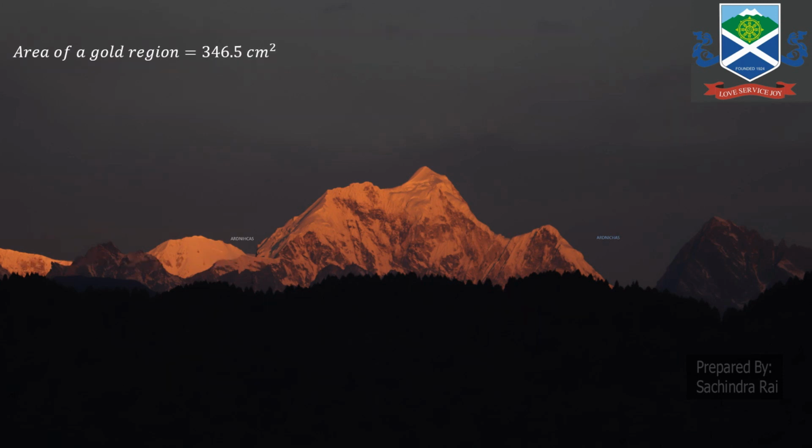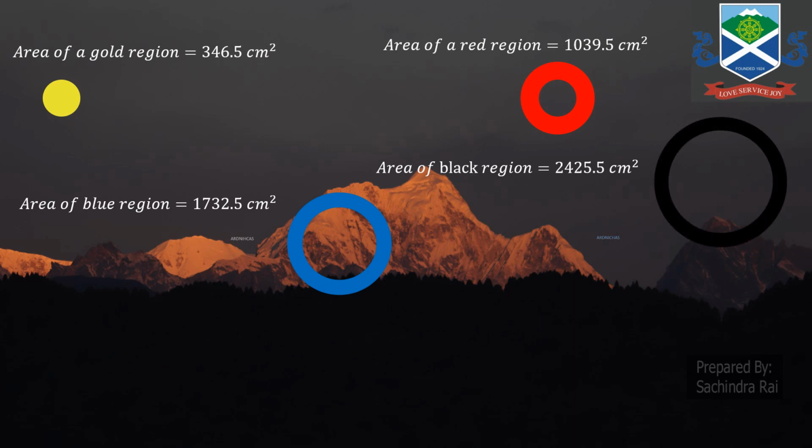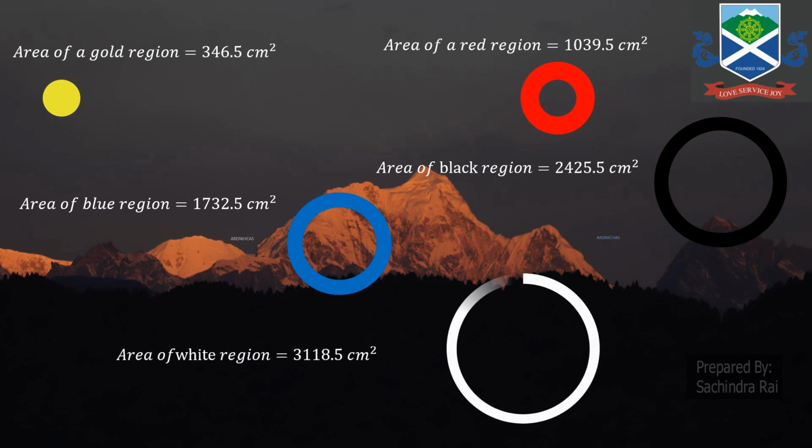So the area of the gold region is 346.5 centimeters square. The area of the red region is equal to 1039.5 centimeters square. The area of the blue region is 1732.5 centimeters square. The area of the black region is equal to 2425.5 centimeters square, and the area of the white region is 3118.5 centimeters square.